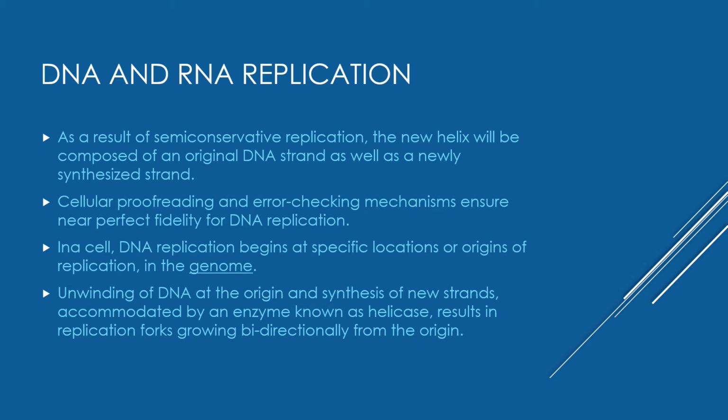The cellular proofreading and error checking mechanism ensures near perfect fidelity for DNA replication. This is actually done in the artificial DNA replication, that cellular proofreading and error checking are done when the DNA is replicated. So in DNA replication, in a cell, the DNA replication begins at a specific location or region of the replication in the genome. So the question appears, what is genome?